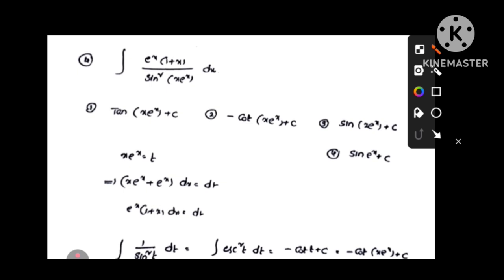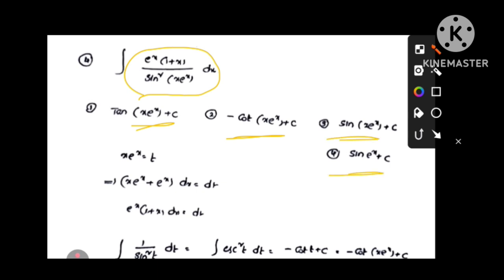Okay, see the next problem. The question is the integral of e^x(1 + x) by sin²(x e^x). The options are tan(x e^x), minus cot(x e^x), sin(x e^x), and so on.